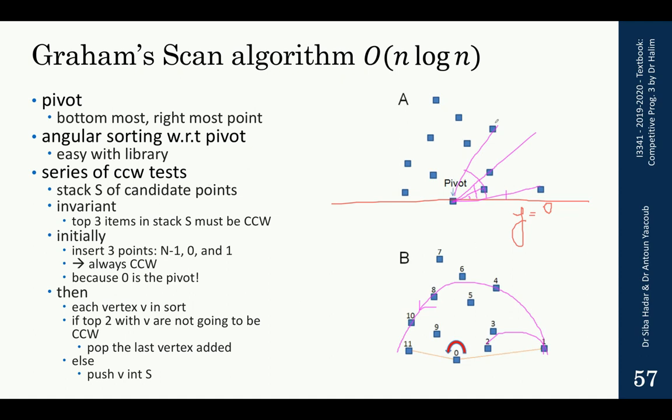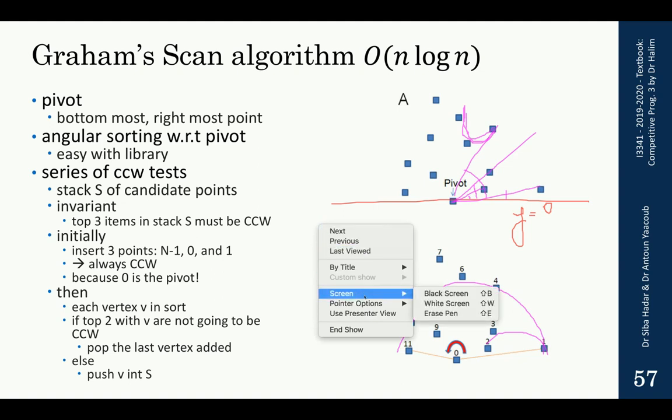If the top 3 elements are like that, this is a clockwise turn. This is a right turn. We don't want that. So we keep the top 3 items in the stack counterclockwise. How do we proceed? We initially insert 3 points. Which 3 points do we initially insert?